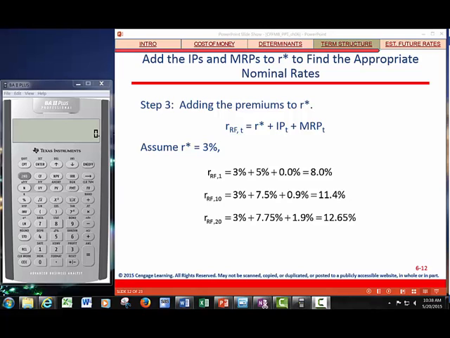So these were the numbers we just got. Remember, the inflation for a 1-year Treasury was 5%, and then the maturity risk premium was 0. So we get 8% for a 1-year Treasury, which would be great. A 10-year Treasury is 11.4%, and a 20-year long-term Treasury is 12.65%.